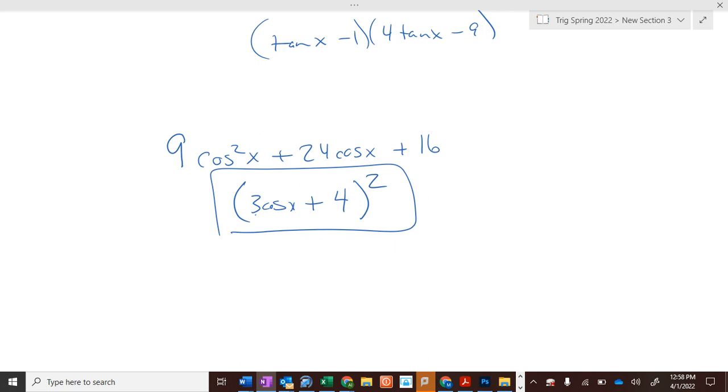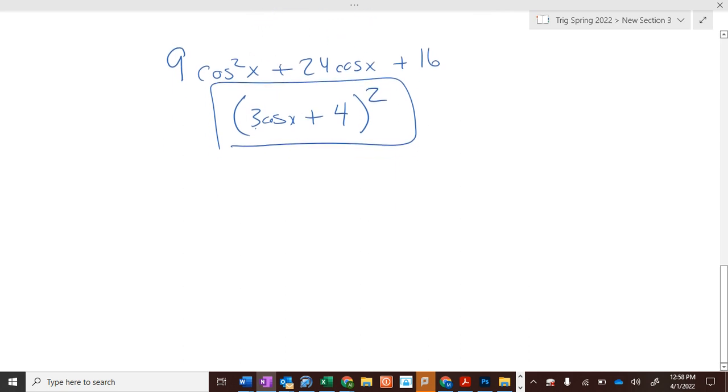Are you all right with that, Chanty? You're great with that? Okay, perfect square. Should we do one more perfect square trinomial? Kind of sounds like we should.